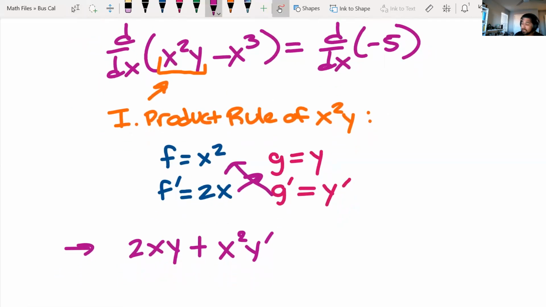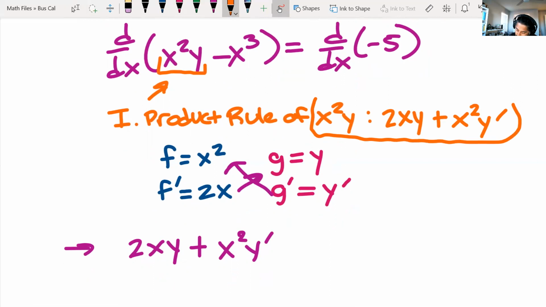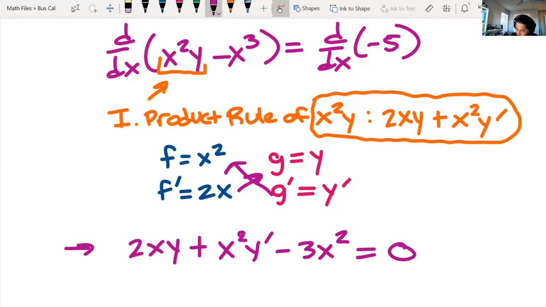Okay, so there's the implicit product rule. It's done. Let me save that up here, in case you ever come across it, to save yourself some time. There we go. We have another implicit product rule formula. And now let's continue. Now we're at the derivative of negative x cubed, which is negative 3x squared equal to 0.